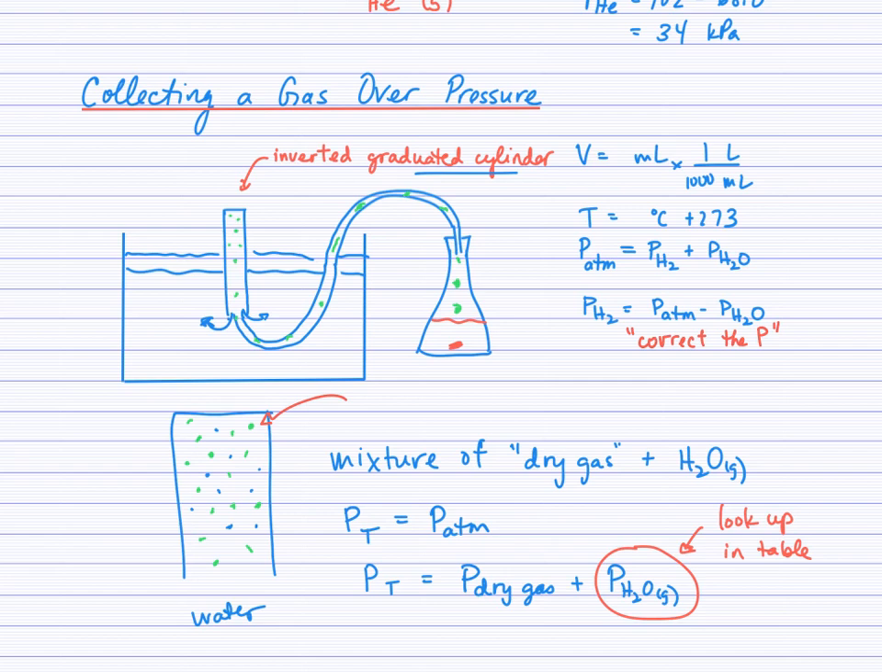So we essentially need to determine the pressure of only the green particles in here, not the blue. So the green being the hydrogen gas, and that's the gas that was actually produced in the experiment, and that's the gas that we want to do our calculation with, whatever the case may be.